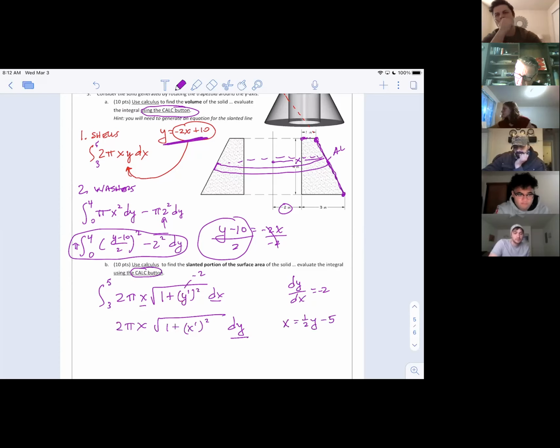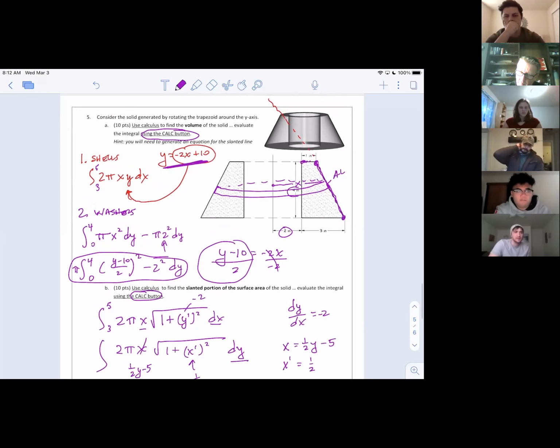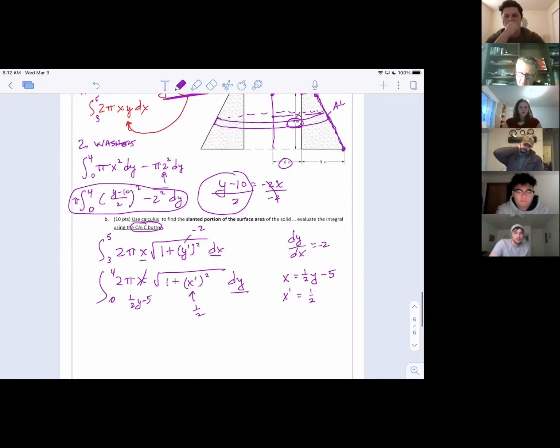I'm writing it that way because then x prime would be positive 1/2. So okay, 1/2 goes in there. And I'm working with y's, and so this can't be x, this has got to be y, so I'm going to have to replace that with 1/2 y minus 5. And then I'm working with, well, now y values. And so what y values does this exist for? Well, because that's 4, then it goes all the way up from 4 all the way down to 0. So either one of those two would produce the answer.